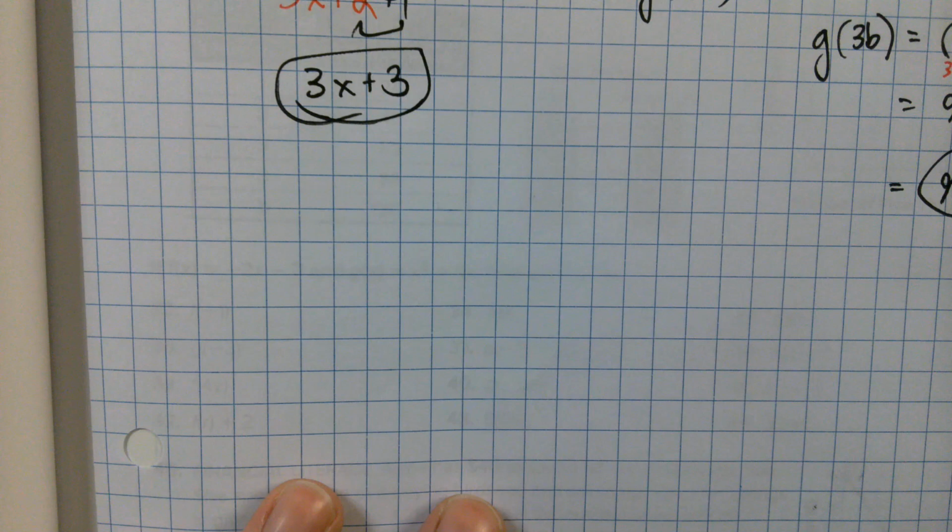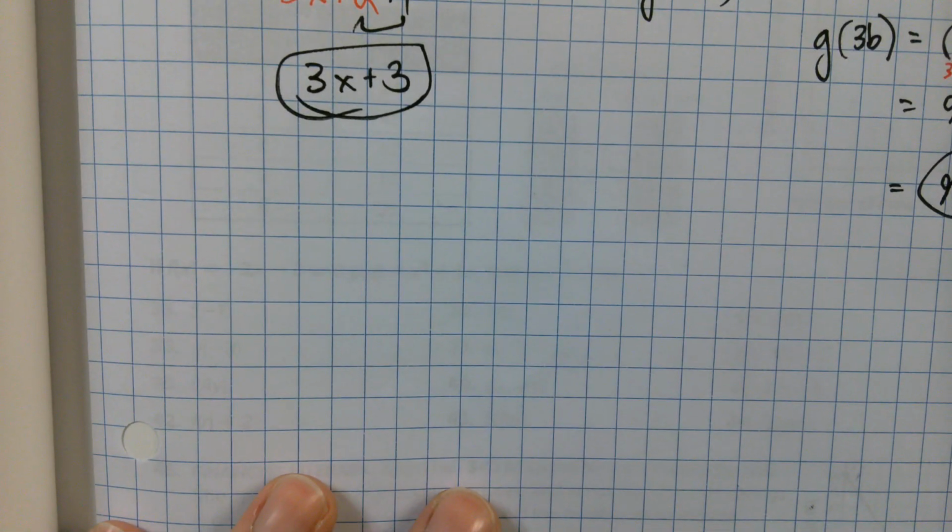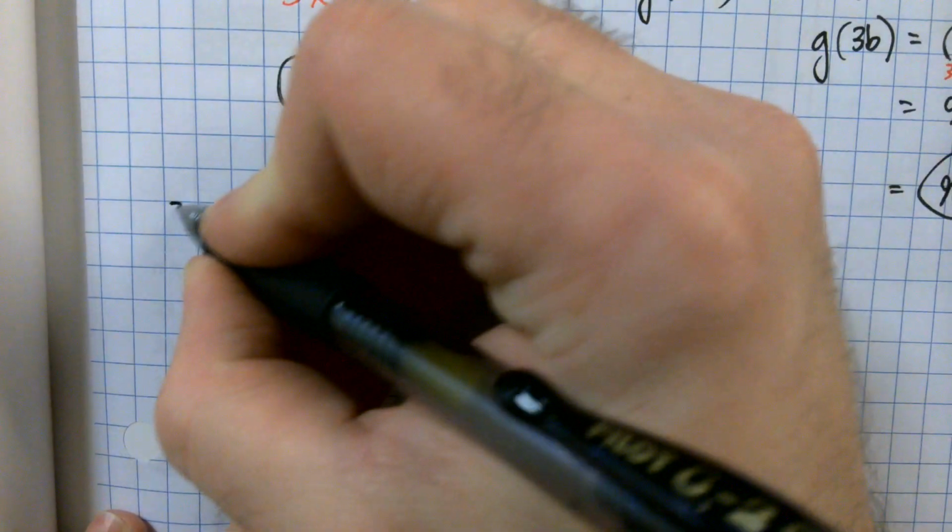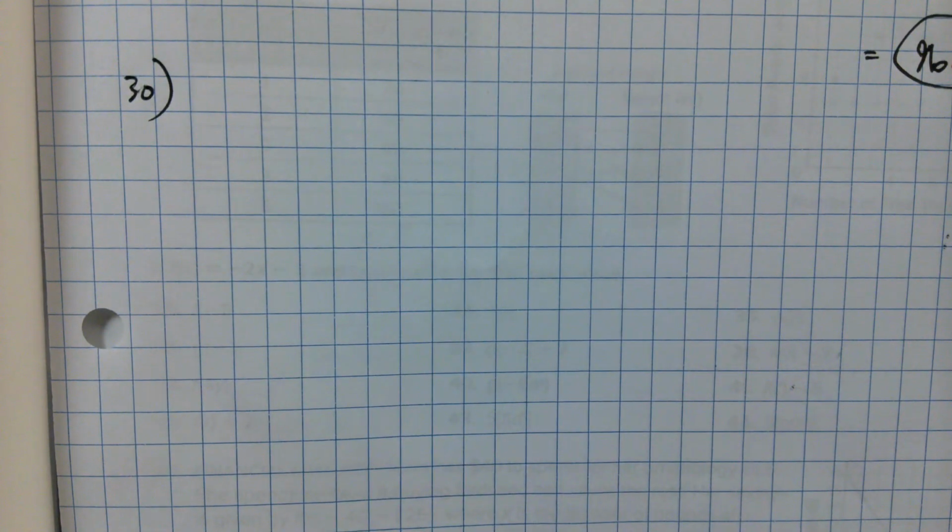What's that? I thought we learned that in a different lesson. Probably. Yeah, we did that. Number 30.